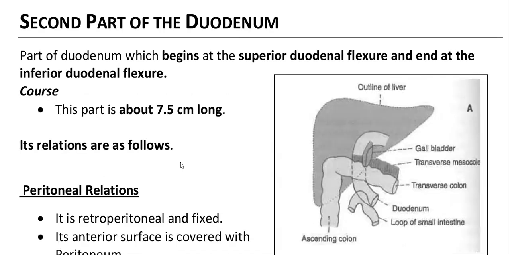Second part of the duodenum. This part begins at the superior duodenal flexure and ends at the inferior duodenal flexure. It is about 7.5 centimeters long. Its relations are as follows.